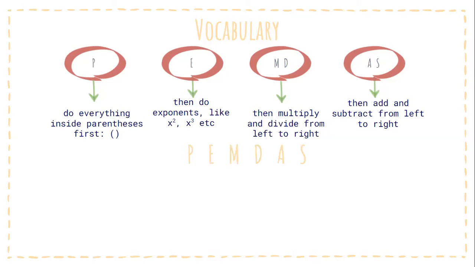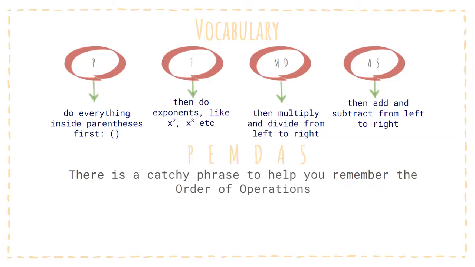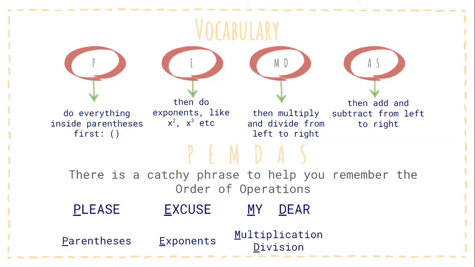So that's going to be PEMDAS. And then there's a catchy phrase that can help you remember the order of operations. So, please, which is our parenthesis, which is our P, excuse, which is our exponents, which is our E, my dear, and then M stands for multiplication, dear is division, and then Aunt Sally, A is for addition, S is for subtraction. So please excuse my dear Aunt Sally. If you use that phrase, you'll take the first letter from each of those words, and then that's PEMDAS.